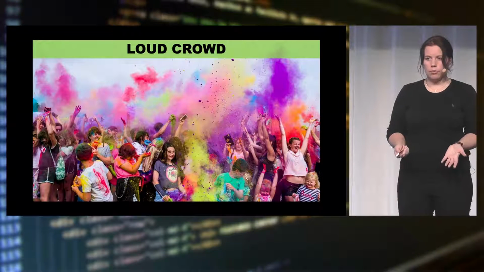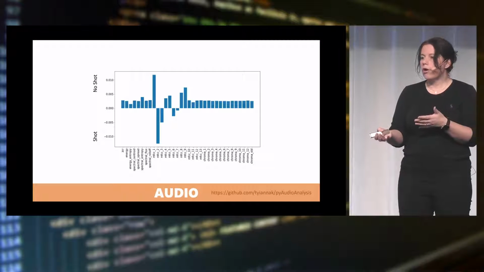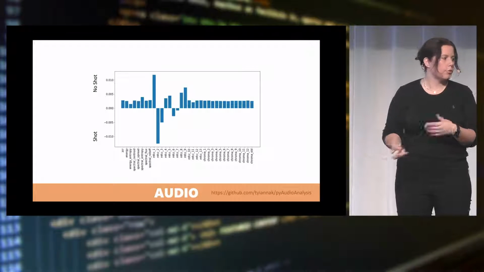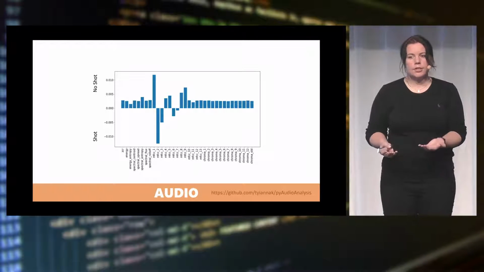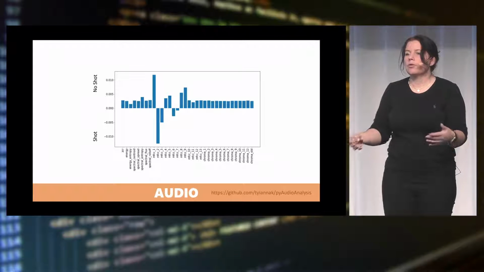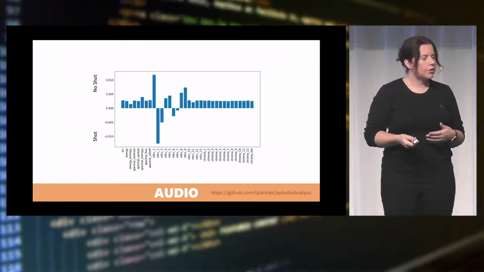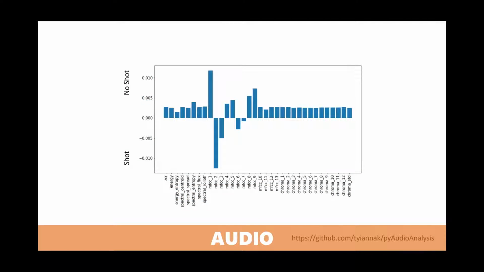For the loud crowd, we simply extracted the audio features using a Python library called PyAudioAnalysis. There are plenty of libraries like this, but this extracts the pitch and how much sound there is and a couple of other things. And we discovered that between the shots and no shots, there was a definite difference in terms of sound levels and certain pitch levels. So this was a very telling way.